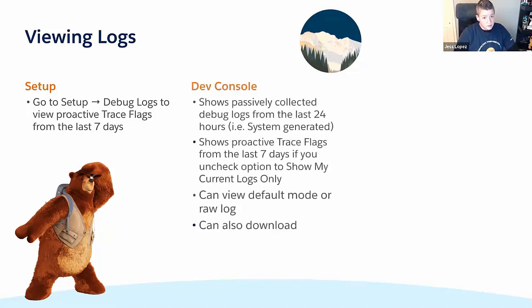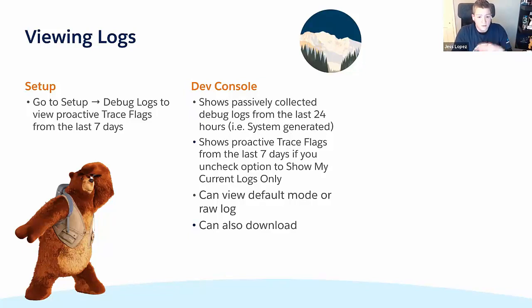You can also see them through the Dev Console. It shows you what I call the passively collected ones. So if you just had that open and it was automatically collecting logs for you, it would show those in there automatically from your session. If you closed it and reopened it, they'd disappear. But you could go up to the Debug menu at the very top, and I can show this in a demo in a little bit. You can uncheck the option to show my current logs only, and it will bring those back into view. It will also bring into view any other logs from the last 7 days that you had proactively traced. So it'll show logs that aren't associated with you. Like if you traced another user, you can get those as well.